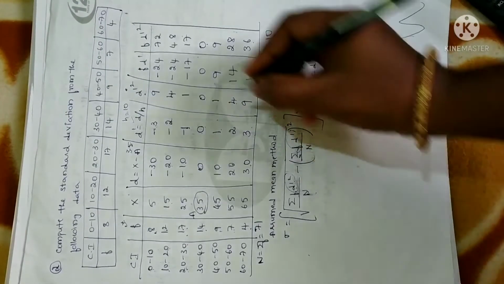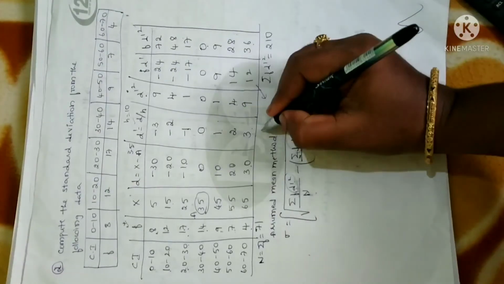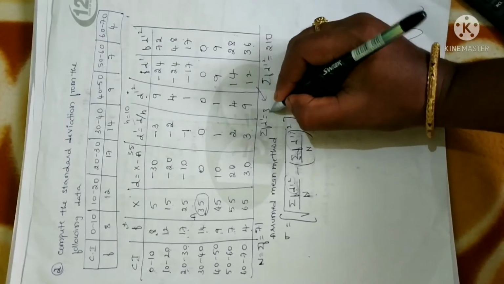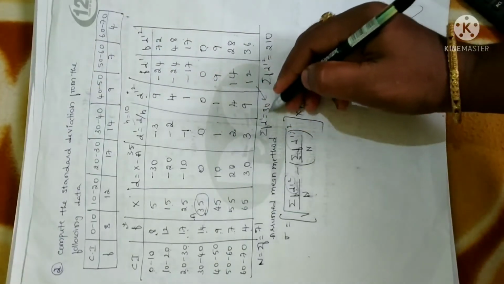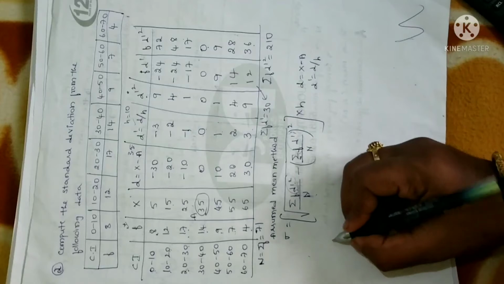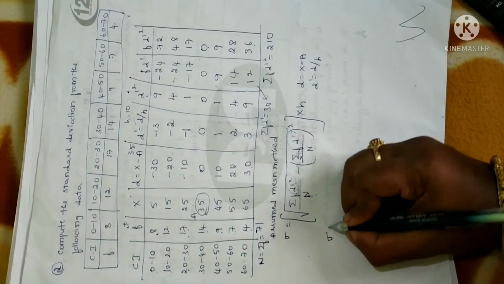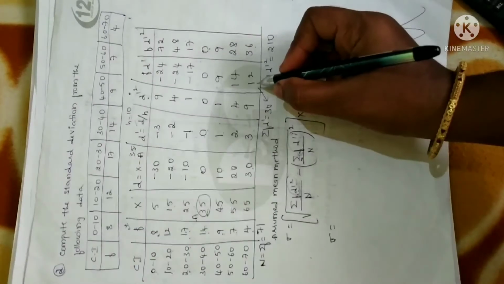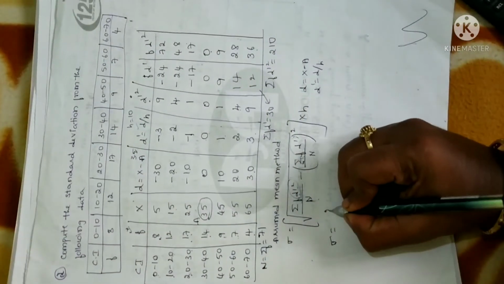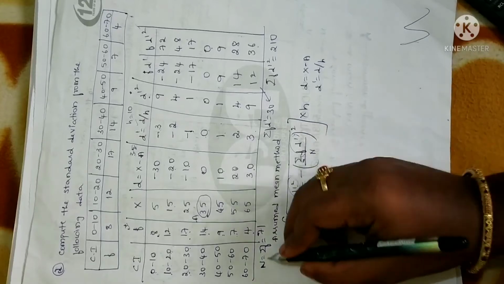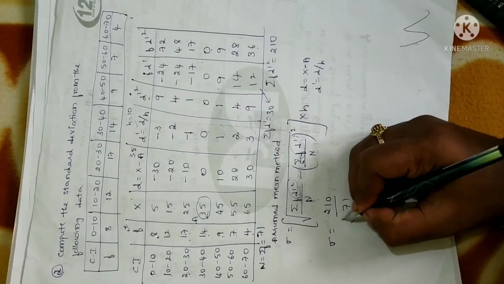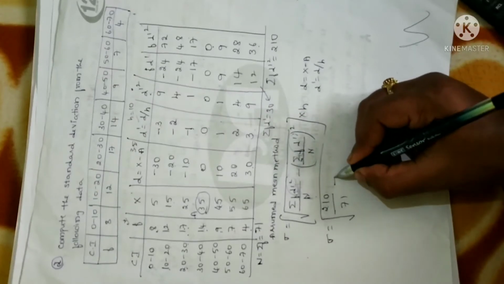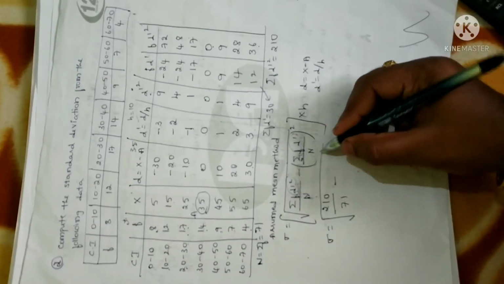Similarly, sigma f d dash we needed. I have f d dash here, so let me add. When you add all these values, you will get sigma f d dash is 30. Now substitute the required data in the formula. Sigma f d dash square is 210. So let me substitute here: square root of 210 divided by 71 minus sigma f d dash whole square by N.